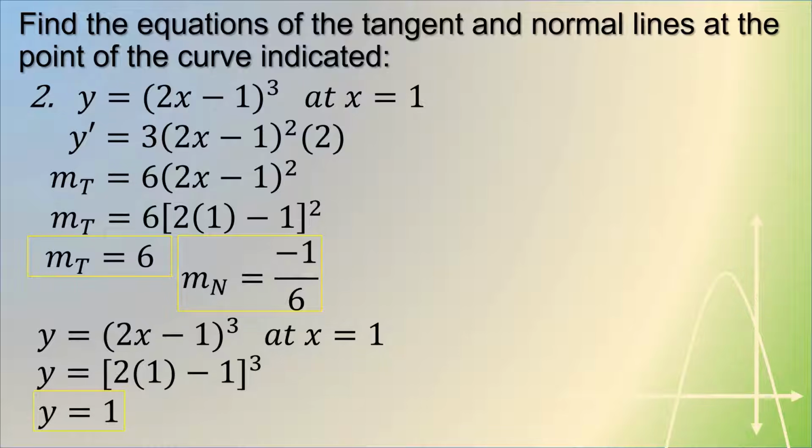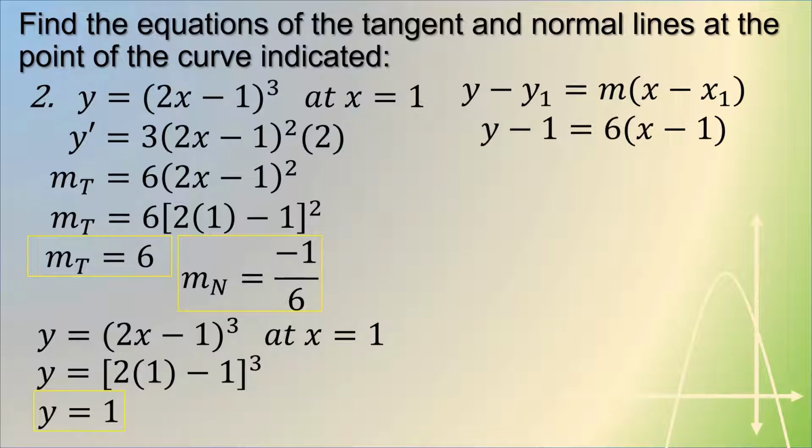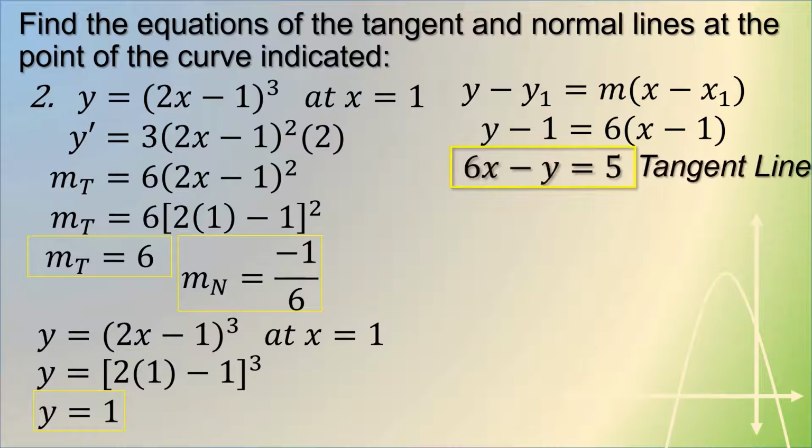So, ito yung isa-substitute natin sa y sub 1 sa ating point slope form. So, y minus 1 is equal to 6 times x minus 1 in finding the equation of our tangent line. So, that is 6x minus y is equal to 5.